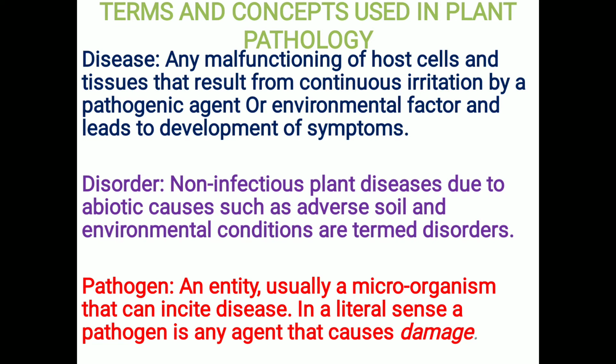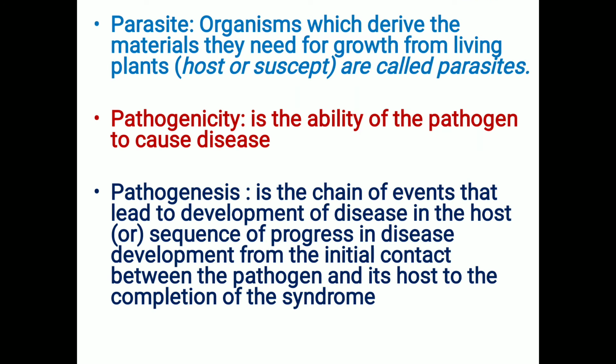The next concept is parasite. What is meant by parasite? When one organism derives the materials or nutrients needed for growth from other living plants, it is called a parasite. That means one organism is dependent on another organism to derive its nutrition. Then pathogenicity means the ability of the pathogen to cause the disease. The capacity of a pathogen to form the disease is called pathogenicity.